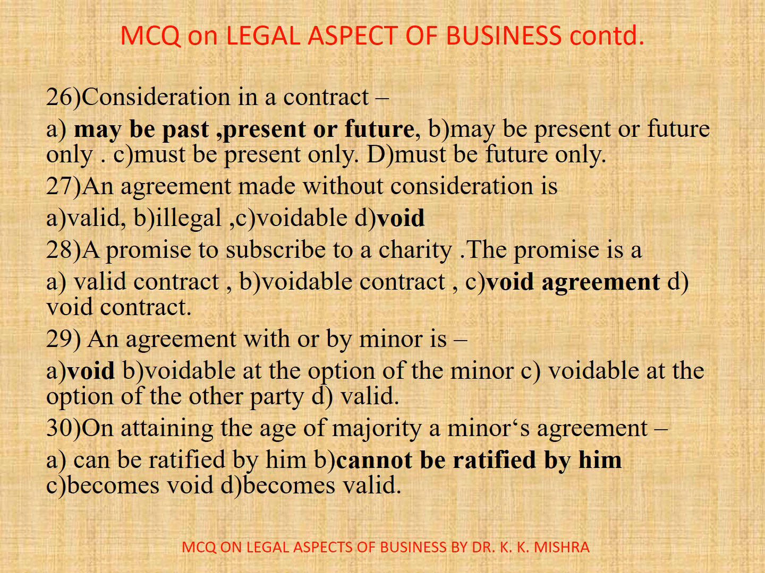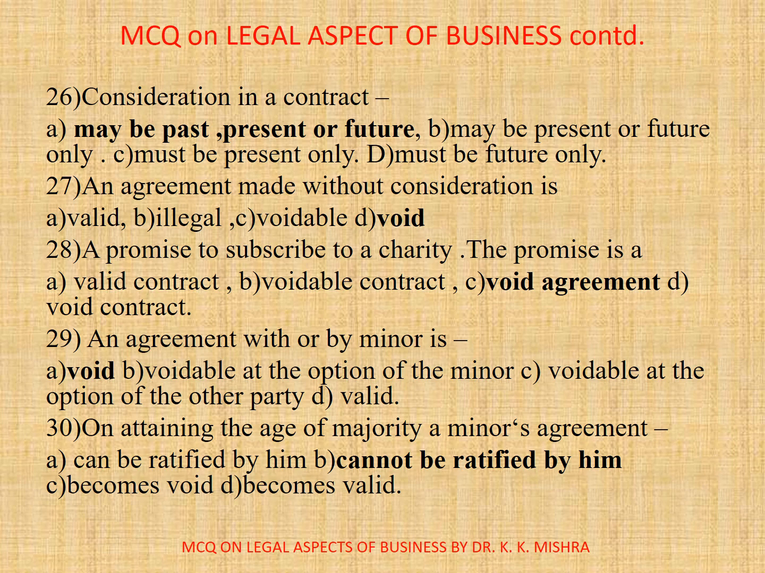Question number 26. Consideration in a contract, options are A, may be past, present or future. B, may be present or future only. C, must be present only. D, must be future only. Correct option is A, may be past, present or future.